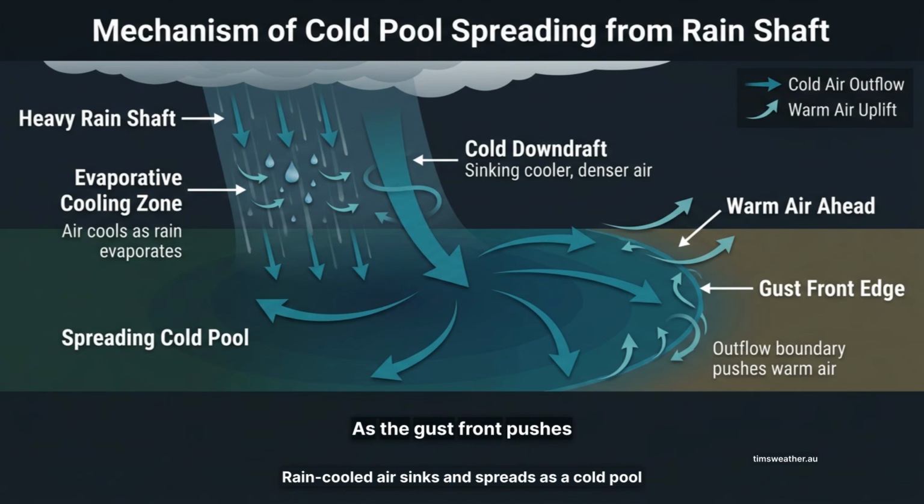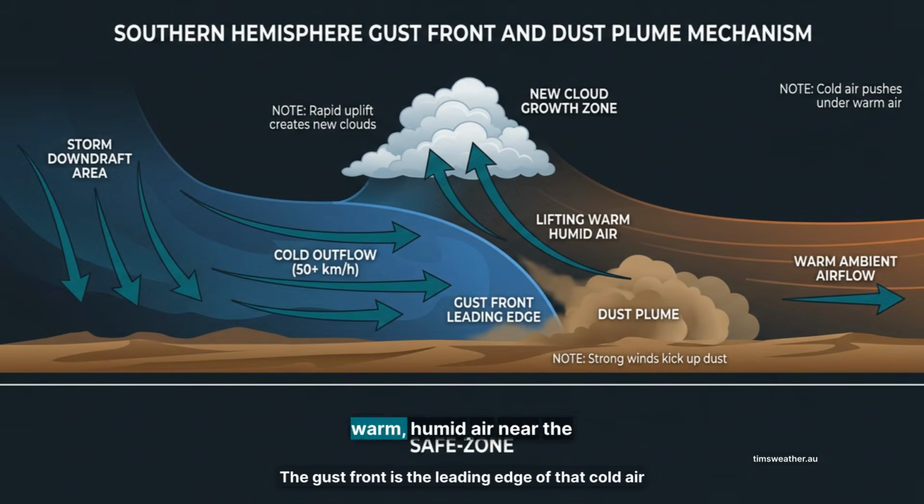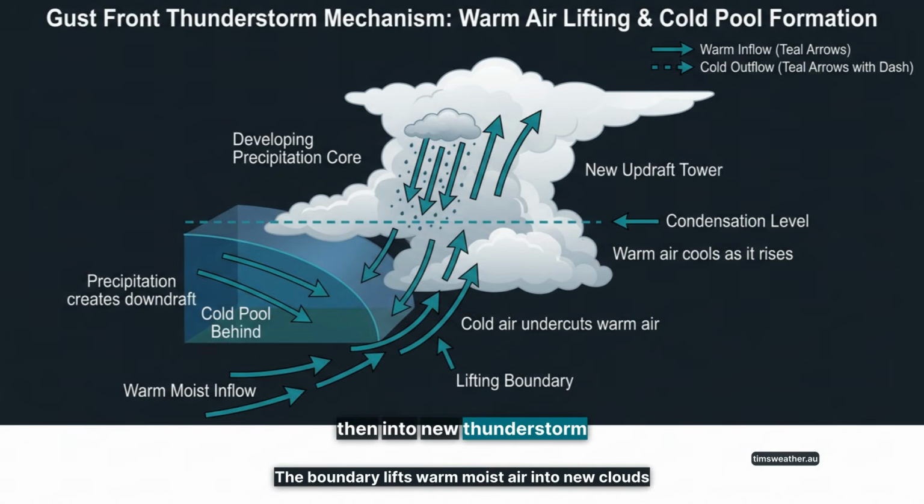As the gust front pushes forward, it wedges under warm, humid air near the surface and forces it upward. If that lifted air cools to its condensation level, new cloud towers form along the boundary. These towers can grow into fresh cumulus congestus, then into new thunderstorm cells. Meanwhile, the older cell behind them may be raining out and weakening.